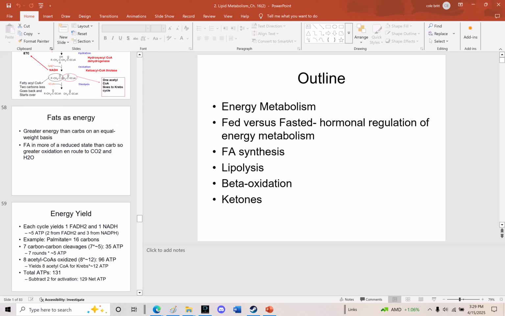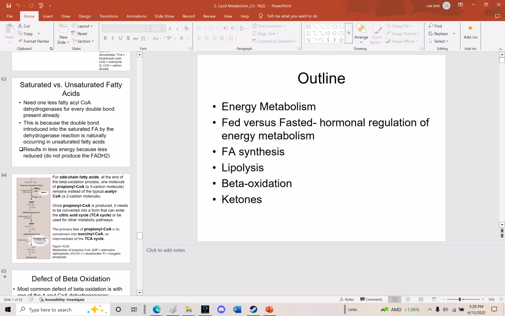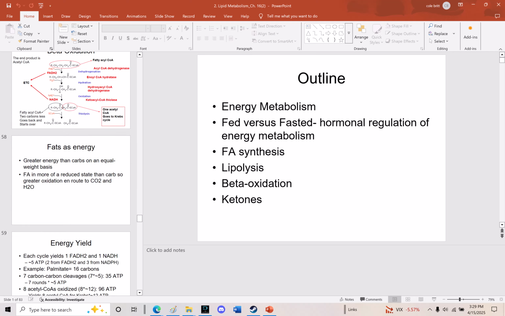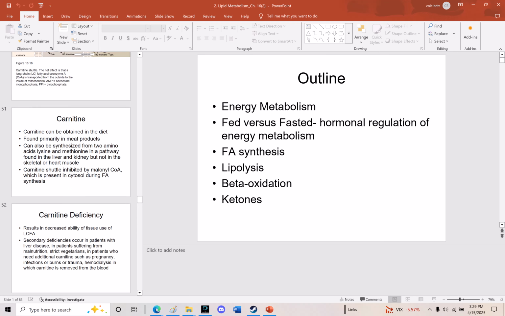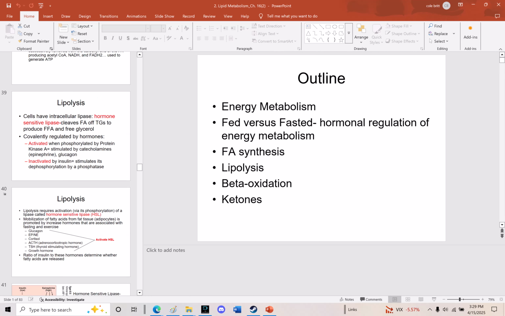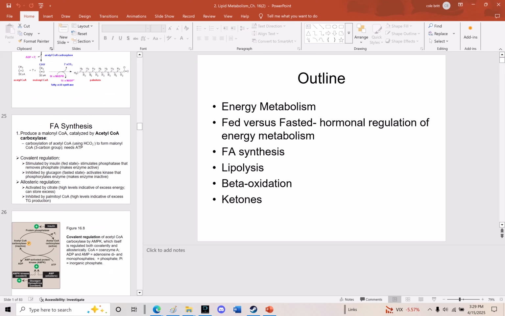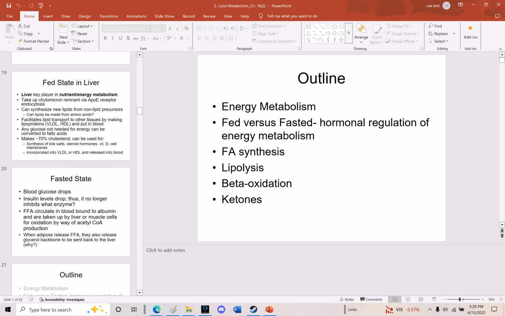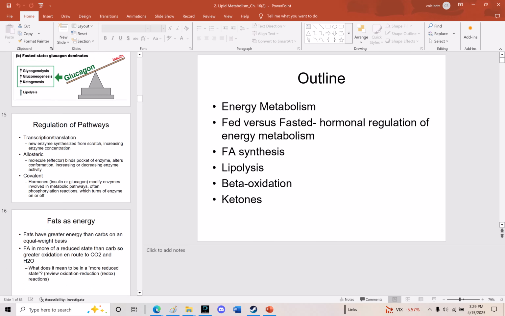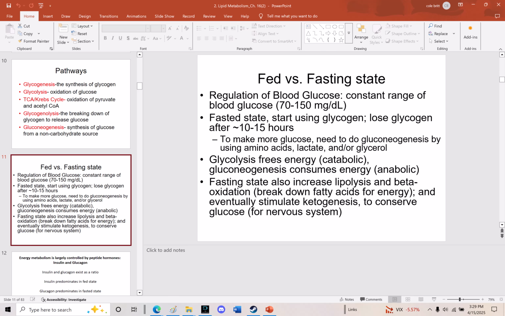But I am going to talk about fed versus fasting state because just like with glucose, they are what's going to determine which pathways are active. So when you're in the fed state, that's going to activate certain pathways like lipogenesis. You're going to create lipids. If you're in the fasted state, that's going to turn on lipolysis, which is going to break down lipids. So again, when you're thinking about how these are regulated, you really need to understand whether the person is in the fed state or the fasted state, and that will help figure out which one's going to be activated.